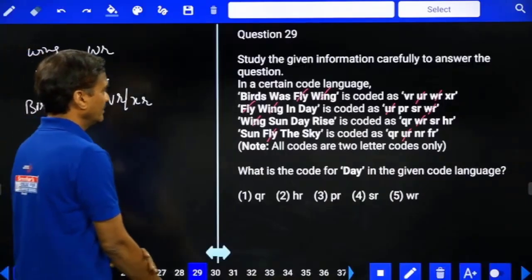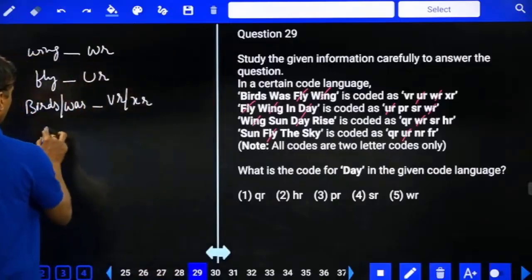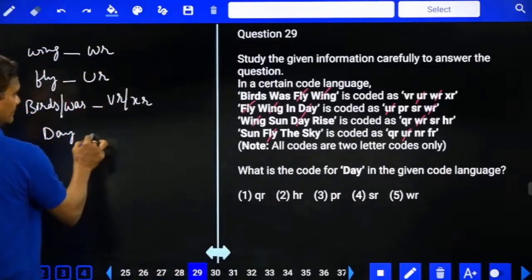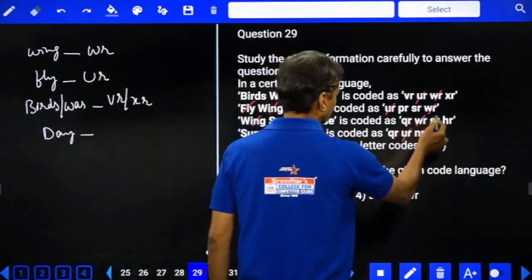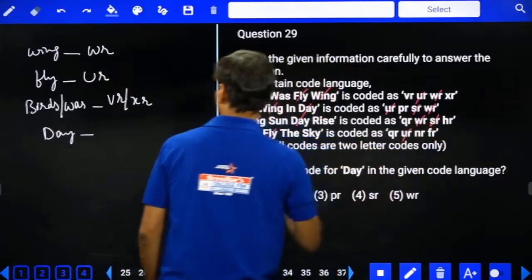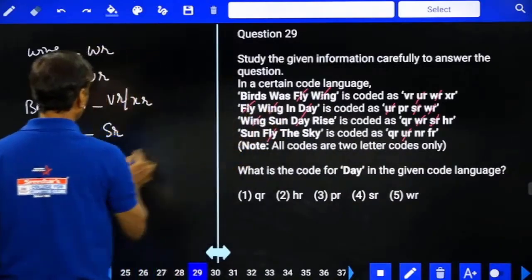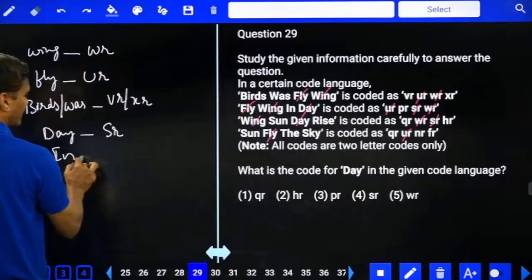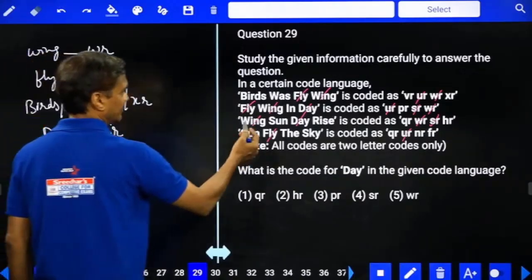Birds and in and day. Now day is the word that is common between these two. As day is the word that is common, the code that is common between these two is PR, SR. SR is common. The code for day is SR. Then in is the word that is left over in the second statement, and the code that is left over is PR. The code for in is PR.